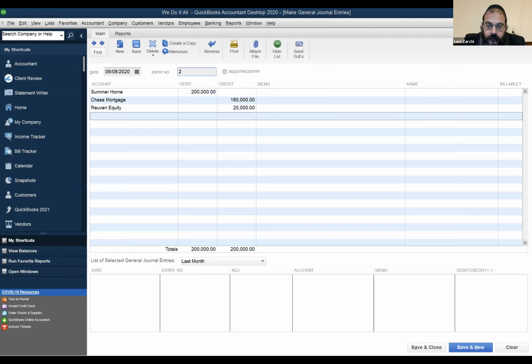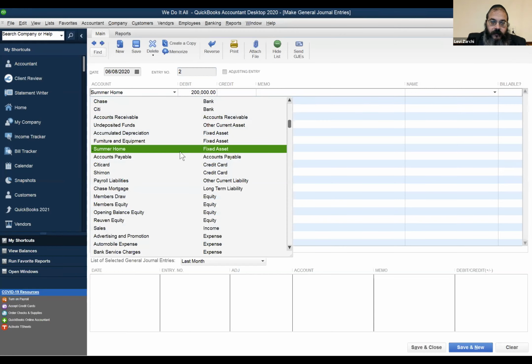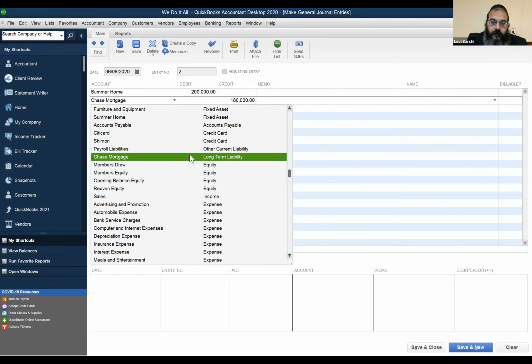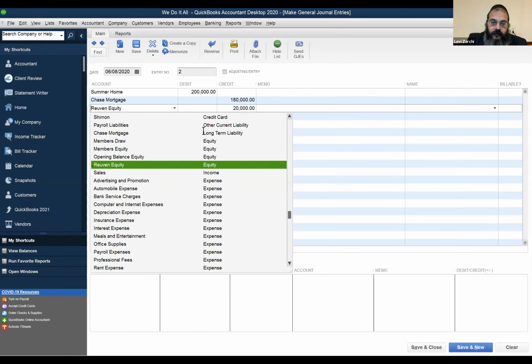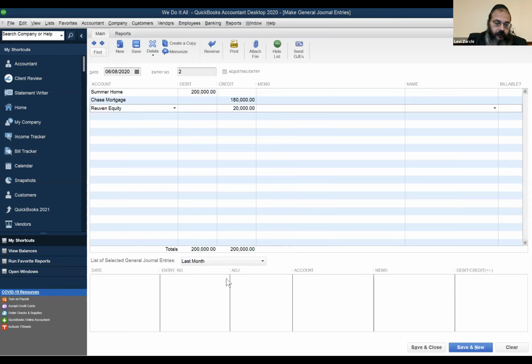Okay, so going back, I'm going back into the QuickBooks here. For those who created the first part of the puzzle, the first part of the puzzle is a house that's $200,000, and it's very simple. This is an asset, the summer home, a fixed asset. The Chase mortgage is going to be a long-term liability. That's assets equals liabilities and owner's equity. Reuven's equity is going to be $20,000. And that's the $200,000 we have so far.